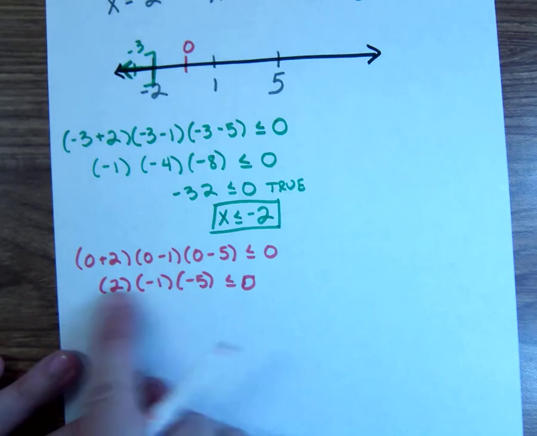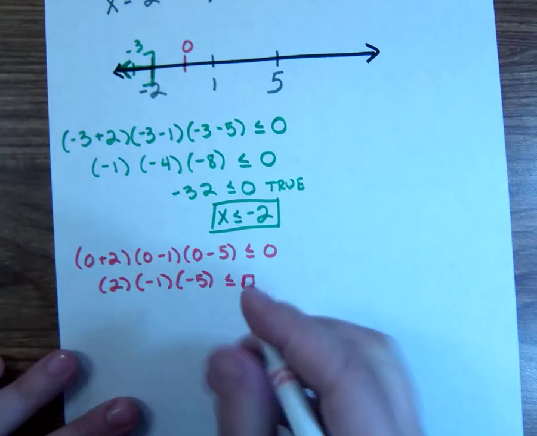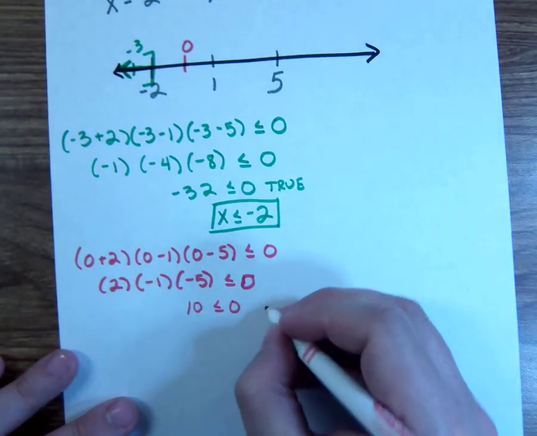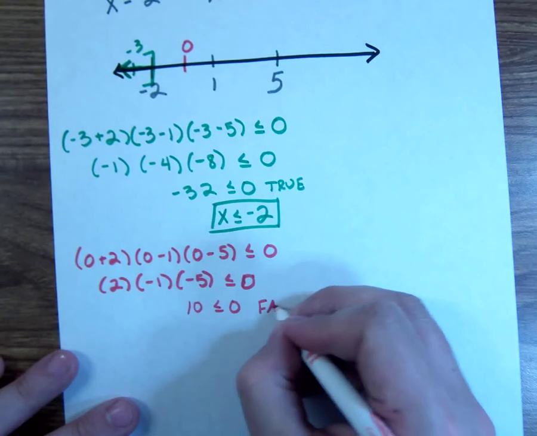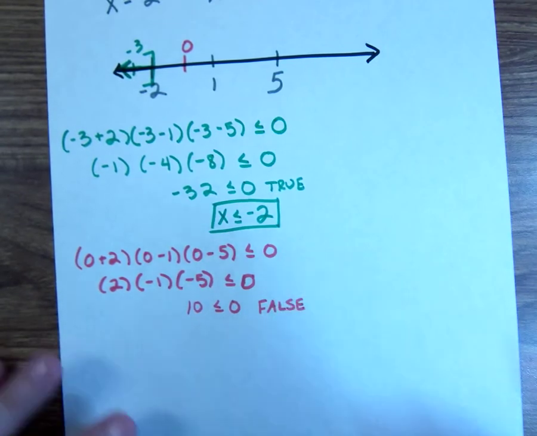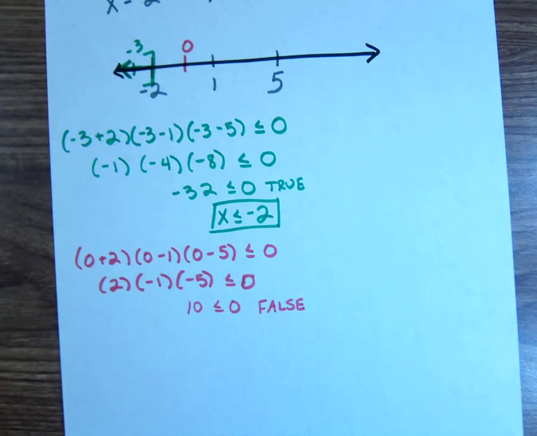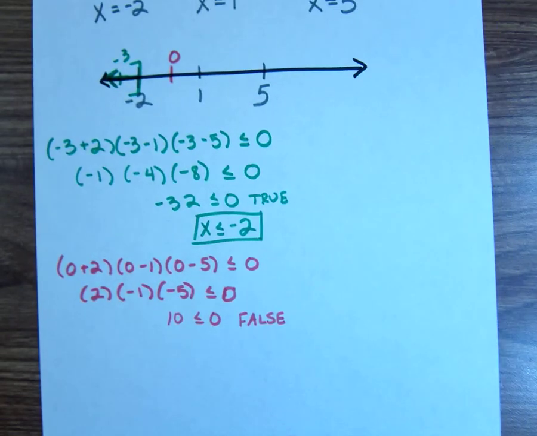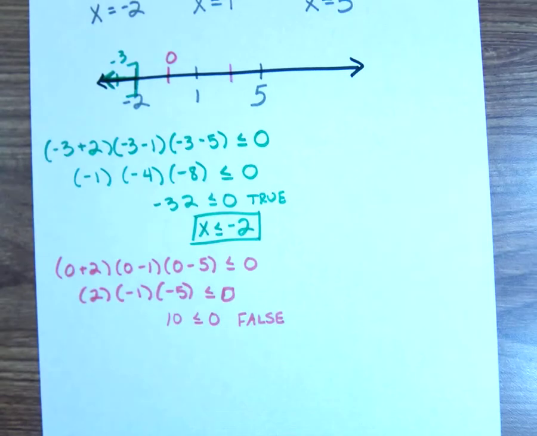My answer is going to be positive. A negative times a negative times a positive is positive. It's not going to be less than 0. You can figure out the actual number if you really like to complete things. But really all I'm looking for is a true or false, and this one's false. Cool. All right, so the numbers between negative 2 and positive 1 are not a part of my solution set. Let's look here between 1 and 5.